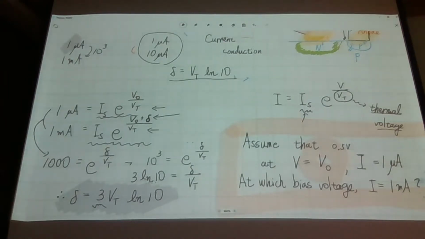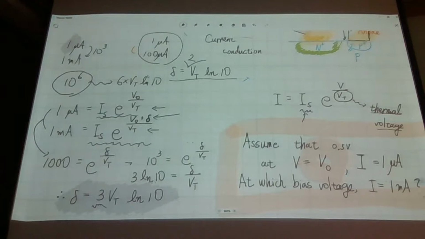Then let me change my question once again. If we have a 100 times increase of current conduction, that is a factor of 10 to the 2, then of course we have to introduce 2 times Vt log 10. So if we wanted to introduce a 1 million times difference, how much voltage difference is required for our terminal voltage? Then 6 times this Vt log 10.